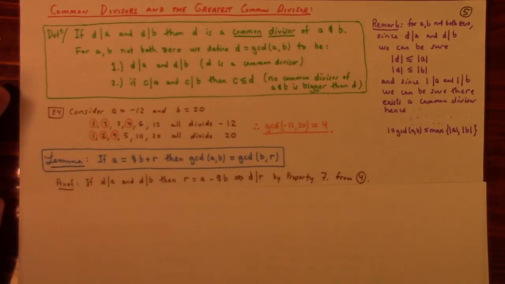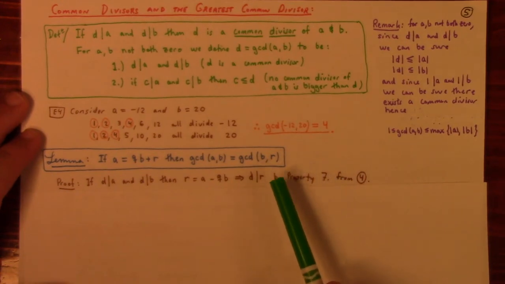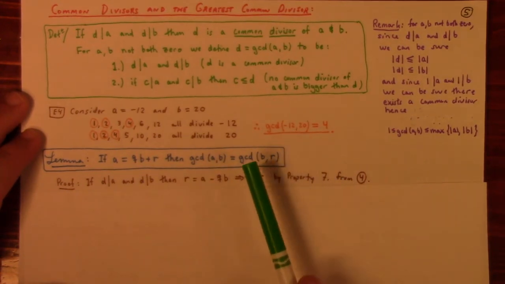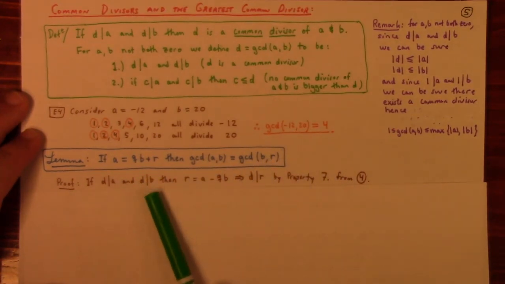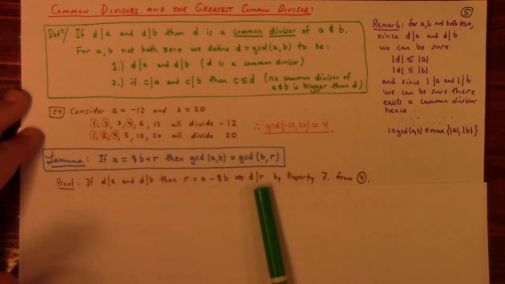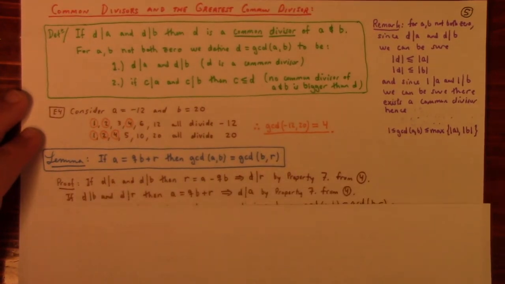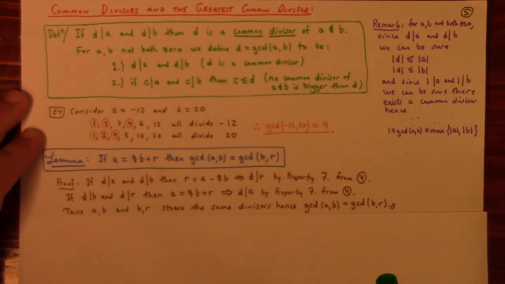So, all right, great. That means that if you have a divisor of A and B, it's also a divisor of R, right? And of course also a divisor of B. So that means any divisor of A and B is also a divisor of B and R. So they have the same greatest common divisor then, right? Okay. So there you have it.